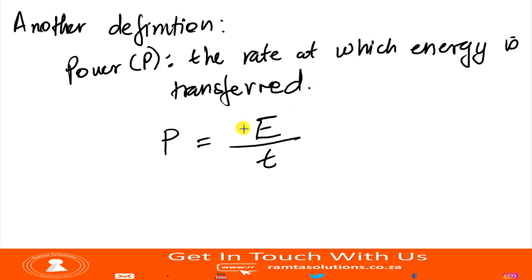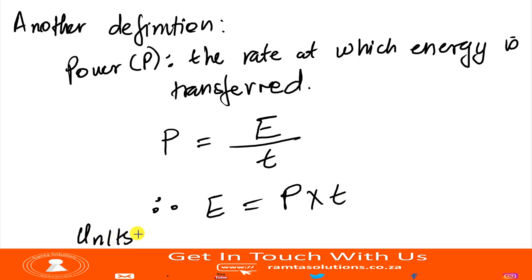You remember in grade 10 you were dealing with mechanical energy and potential energy, kinetic energy as well, right? Energy is symbolized with the letter E. So from here, if I want energy, I can say energy is power times time. Remember, the unit of energy is joules, capital J.